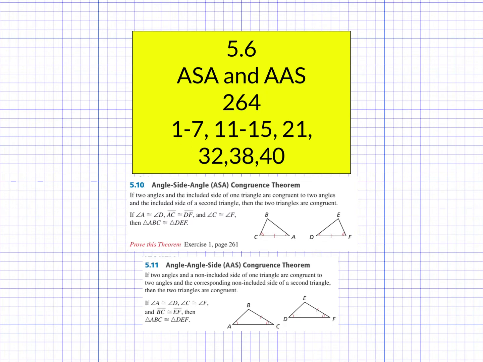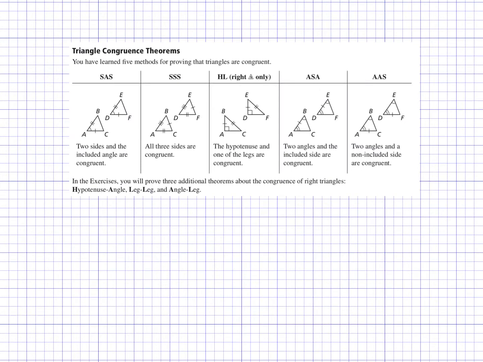All right, let's move on. Here we go. There's the triangle congruence theorems. We have side, angle, side, side, side, side, hypotenuse, leg, angle, side, angle, and angle, angle, side. Those are all your possibilities of what you have, and it has to be in the exact order.